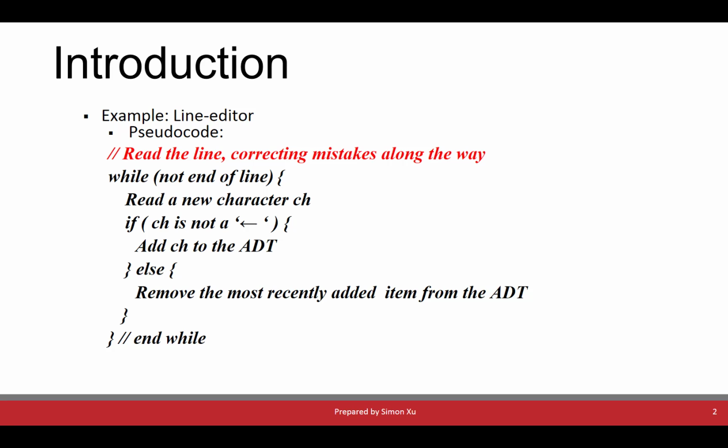You can see we need a set of operations of the stack abstract data type. For example, we need to determine if the line is empty or not. We need to add a character, push. We need to remove the most recently added character, pop. We need to check the most recently added item, the retrieve operation of the stack. Therefore, the abstract data type stack can be used to perform the reading correction of the line editor.